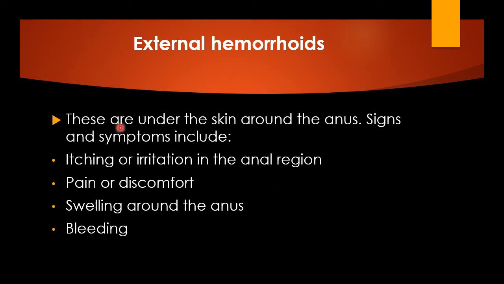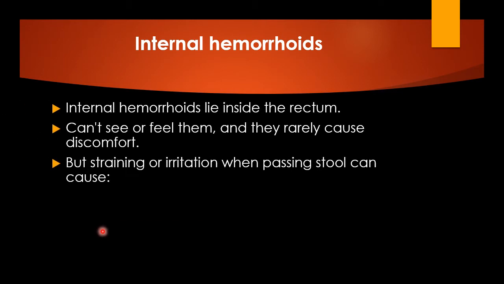Now, we come to external hemorrhoids. These are hemorrhoids under the skin around the anus. The symptoms of these external hemorrhoids include itching or irritation in the anal region, pain or discomfort around the anal region, swelling around the anus, and bleeding. Internal hemorrhoids, on the other hand, lie inside the rectum, so you can't really see or feel them, and they rarely cause discomfort.